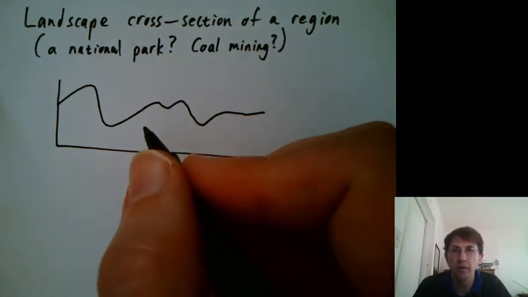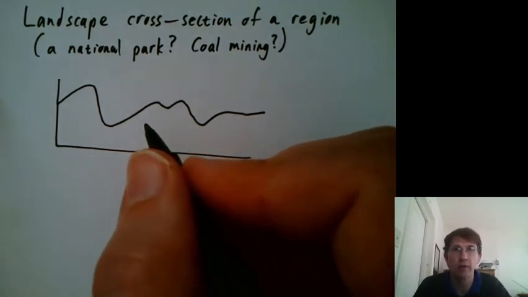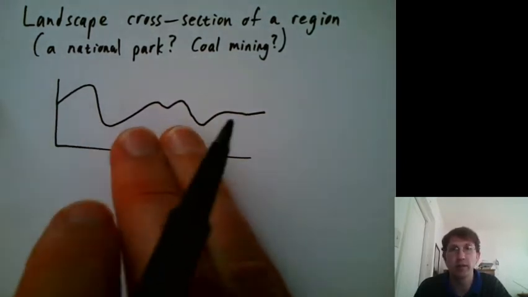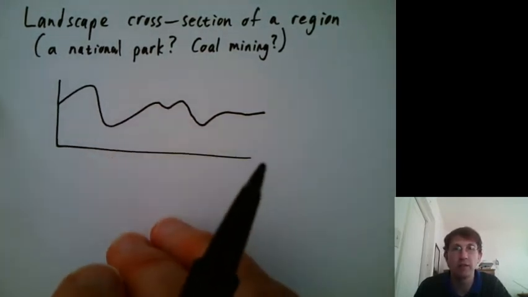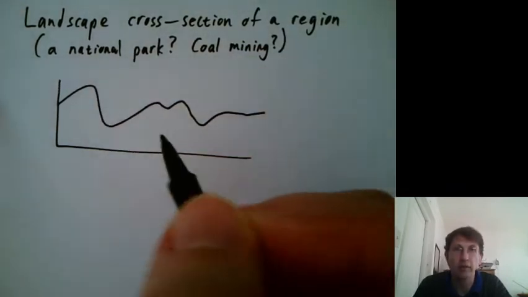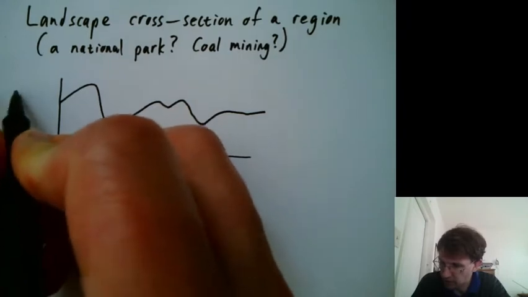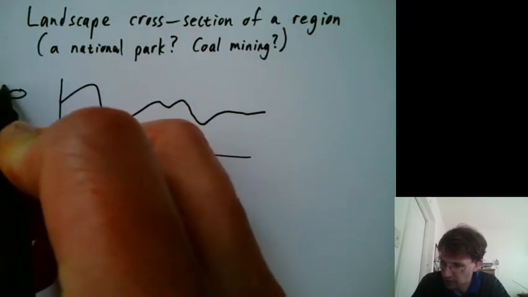Let's look at another interpretation of what we've been talking about. Let's say you have a cross-section of a landscape. Maybe it's a nice national park. Maybe it's a coal mining region. And all these mountains and valleys are just too much of a pain for you. So you are going to bring in the world's best drawing of a bulldozer.